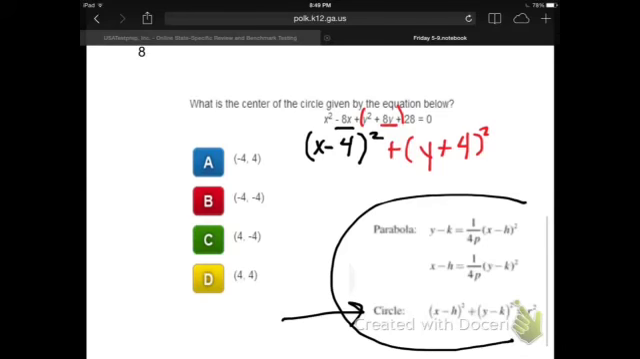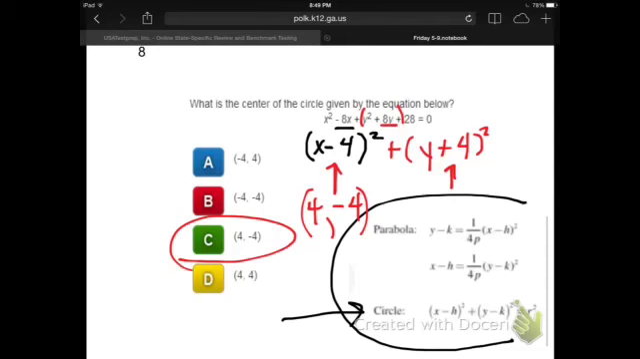Alright, and all I want to do is find the center. So I've got to change the sign of the number with x, and that's positive 4. And change the sign of the number with y, and that's negative 4. So my center would be positive 4, negative 4, which would be answer choice C.